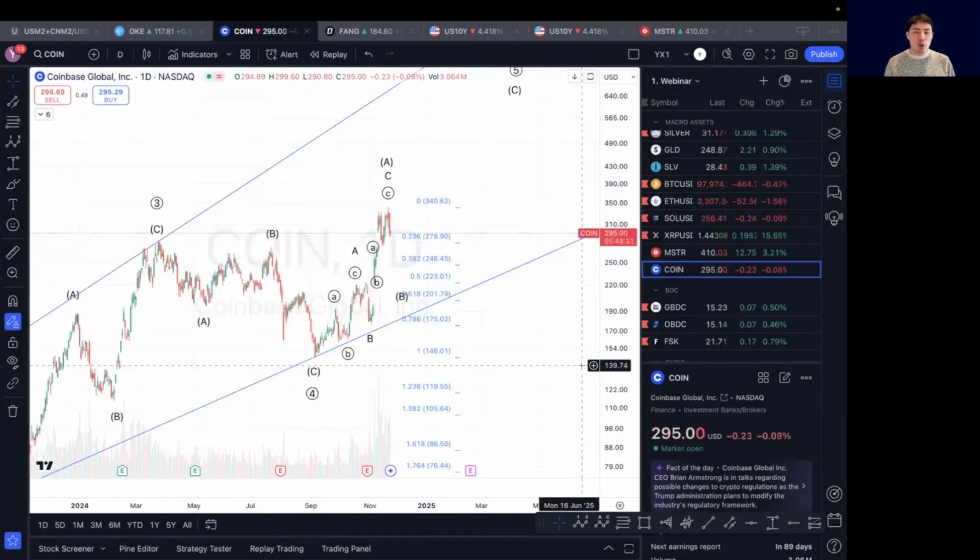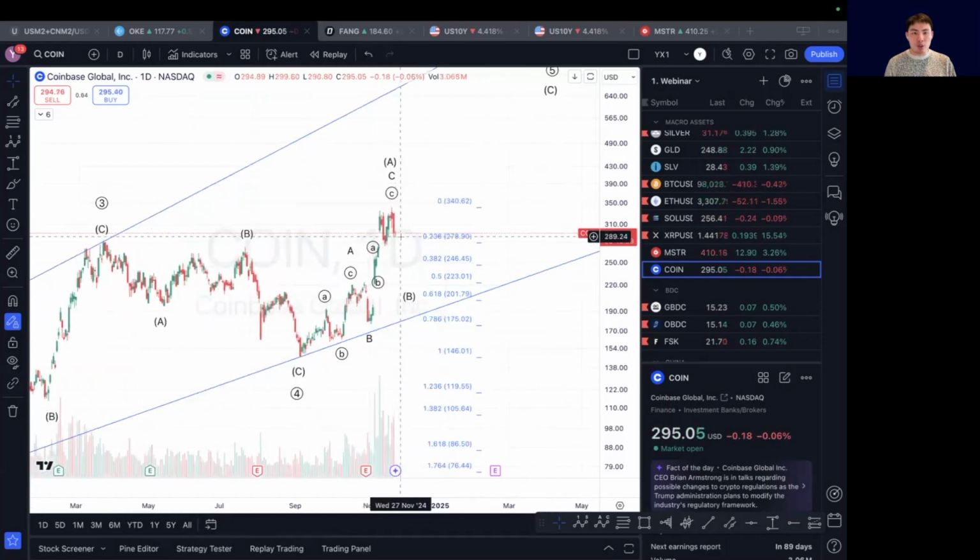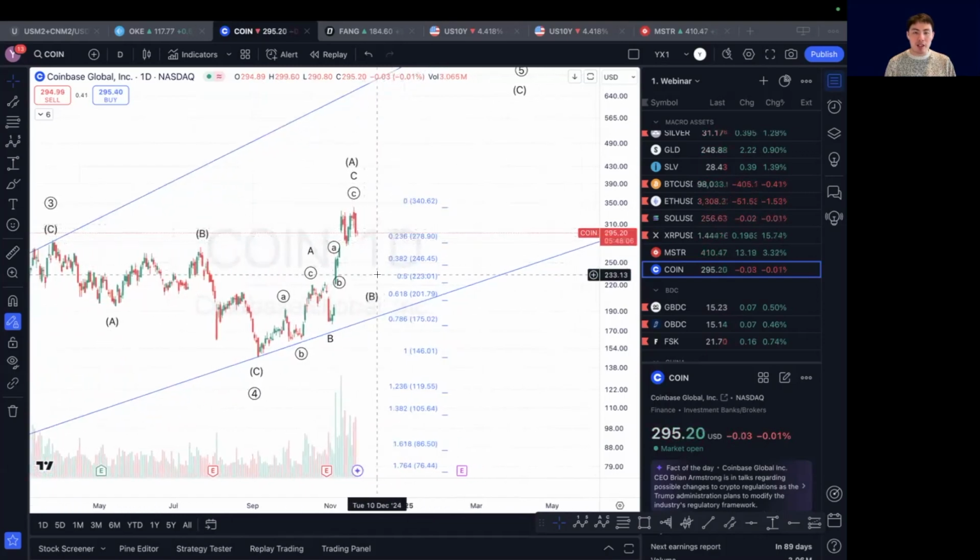Coinbase, I think Coinbase is actually retracing now for wave B. Even as Bitcoin moves higher and Ether moves higher, Coinbase hasn't really been able to break above this previous high. So that suggests there's a lot of near-term resistance to the upside, and the easier path could be just making a corrective move down here.